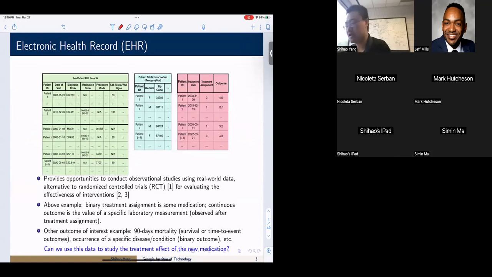And electronic health records, EHR, provide a very good opportunity for me as a statistician to look at the real effect of, let's say, a new treatment procedure or a new drug in the real world, right?